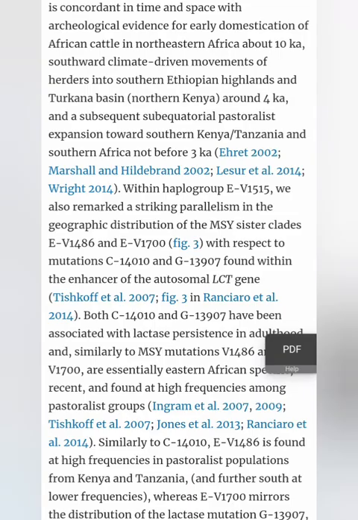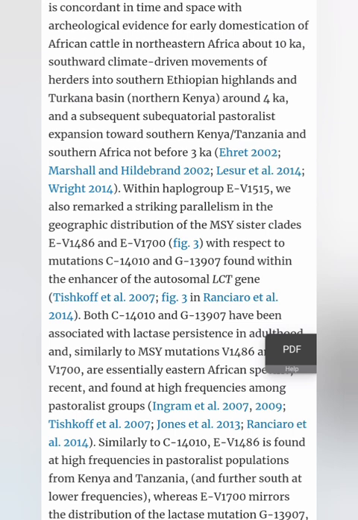This migratory route is consonant in time and space with archaeological evidence for early domestication of cattle in northeastern Africa about 10,000 years ago, southward climate-driven movement of herders into the southern Ethiopian highlands and Turkana Basin around 4,000 years ago, and subsequent equatorial pastoralist expansion towards southern Kenya, Tanzania, and southern Africa, not before 3,000 years ago.